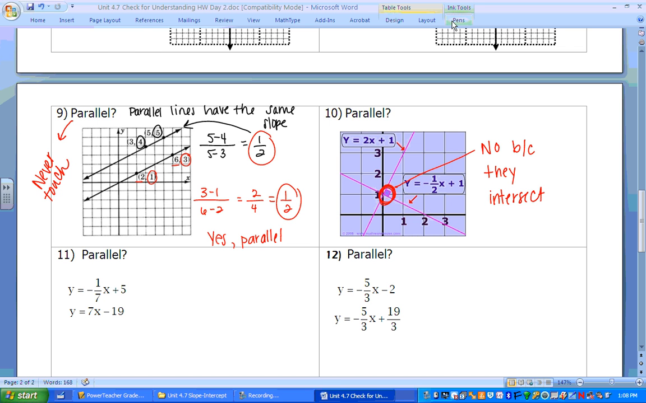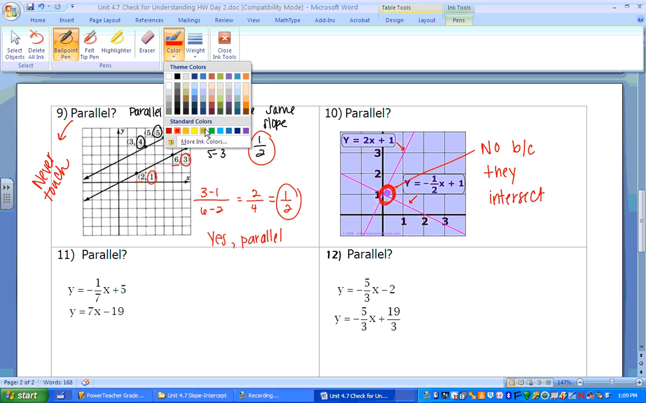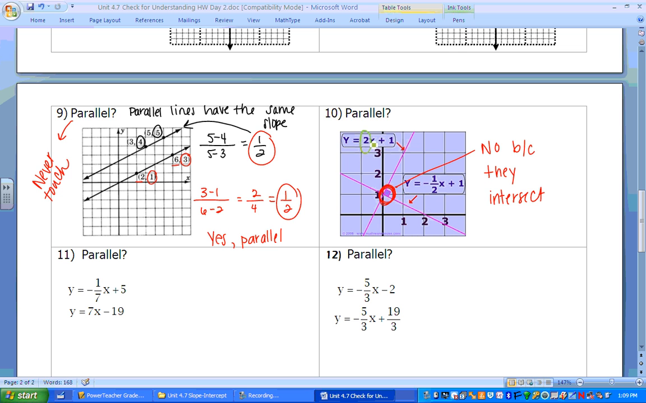Another way of telling if these are parallel or not is by looking at the slope. Here we have a slope of 2. Here we have a slope of negative 1/2. Slopes are not the same.